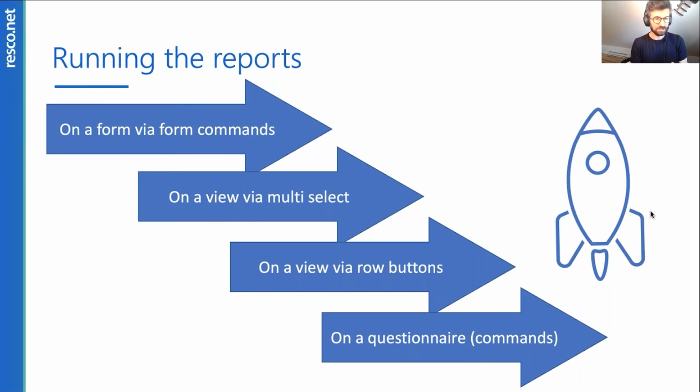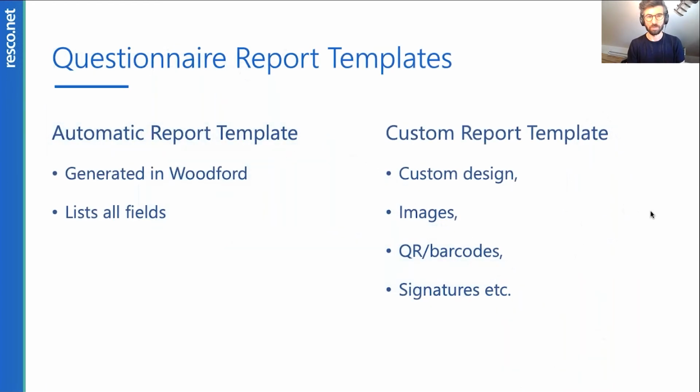So how to run the reports in the mobile application? When you're building it on a form, we're using the form commands, and they can be defined in the Woodford tool. On a view, you have two options: the multi-select, so you select all the records, and then you build it using the button in the right bottom corner. The second option is you can add a custom row button that allows you to build a report on the view as well. And the last option is for the reports sourced from the questionnaire, where you can add the commands there as well.